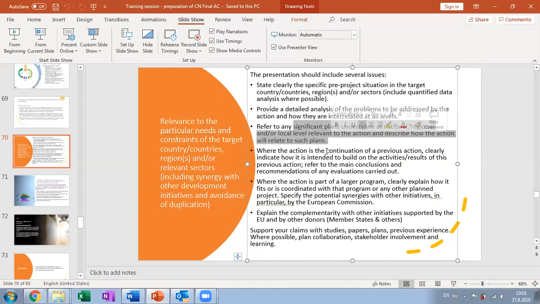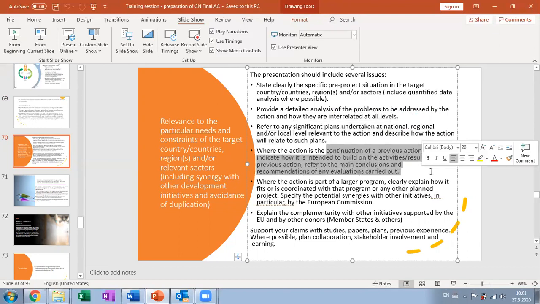Hugely important, if you are continuing previous actions, mention this, indicate this. Of course, you say this project is a continuation of such and such action, but then also please explain how this intervention builds on this previous action. If your action is perhaps a part of a larger program, you can also make references to this. If there are any synergies that you've observed or you're planning to enforce or reinforce in the implementation of the action, that can be mentioned, and complementarity with other initiatives by other donors as well.